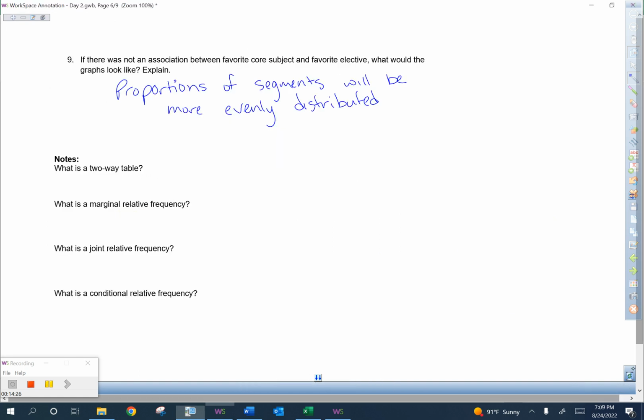And now we're going to talk about the vocab. Okay, a two-way table is just a way to organize two variables. And oftentimes the purpose of using a two-way table is to recognize association, see if we see any patterns.